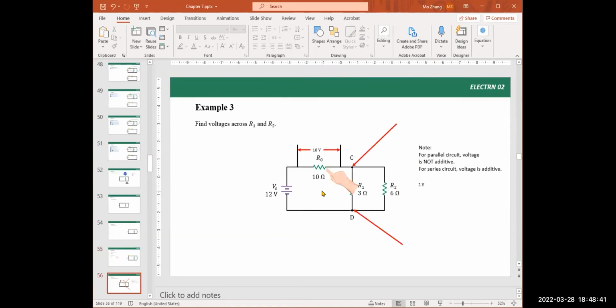So let's use this picture again. The source provides 12 volt. 10 out of that 12 drops on R0. Only after the voltage goes through this resistor, only 2 volt is left. 12 minus 10 equals 2 volt. So the 2 volt is between this node and the other node. 2 volt. The parallel circuit together uses this 2 volt.